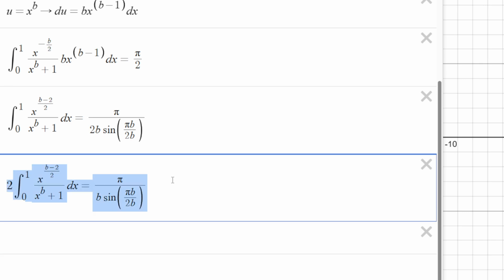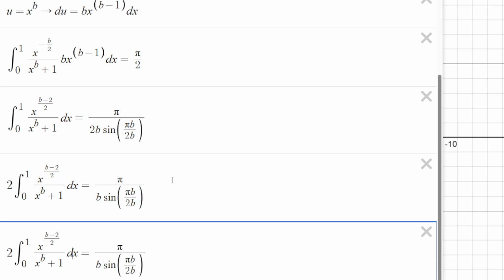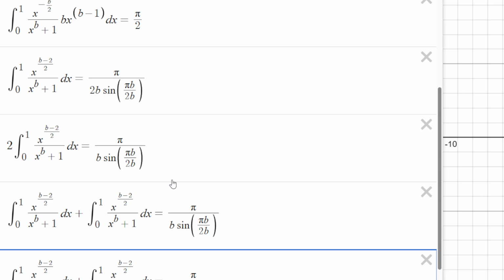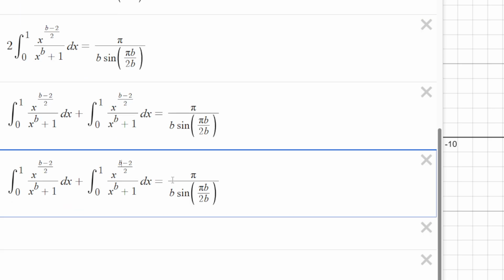Next, we can just rewrite two of these integrals as this integral plus this integral. So we have this plus this. So next, what I'd like to do is take this integral and bring x to 1 over x. We could do another substitution, but I think it's simple enough just to bring x to 1 over x.